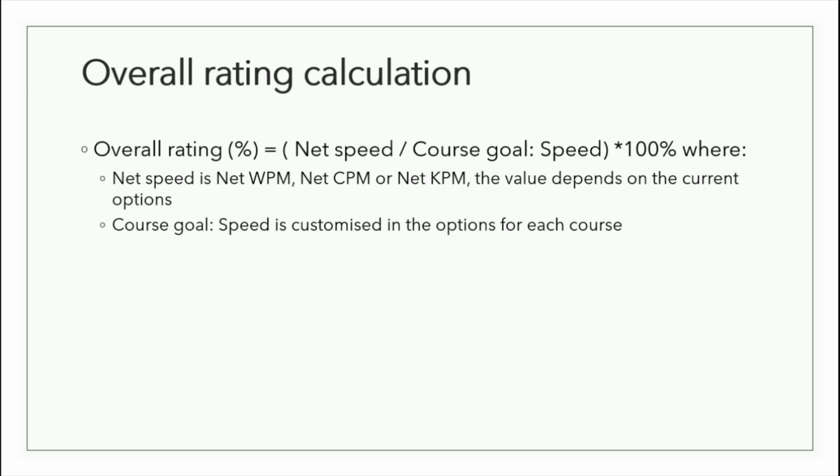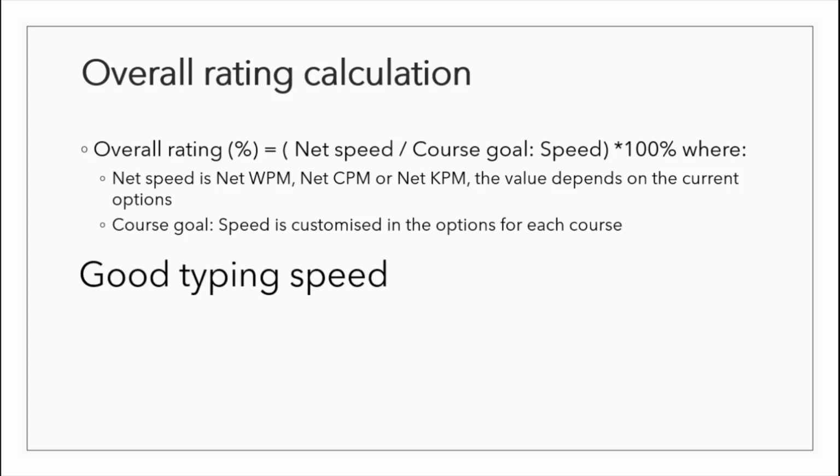Now see, net speed is net words per minute or CPM or KPM. The value depends upon the current option which you have taken. Now the course goal speed is customized in the option of each course. In each course, you can customize your goal. Okay, today I am going to type 30 words. Okay, today I am going to type 40 characters. This kind of thing, right?